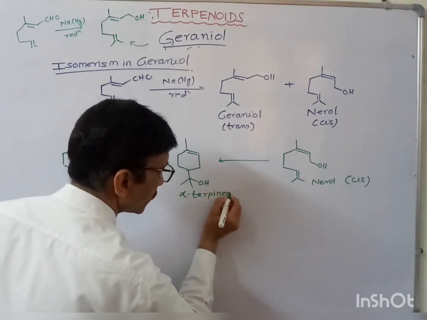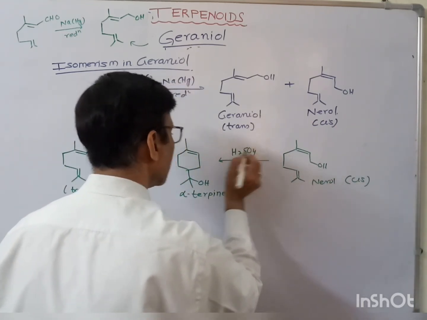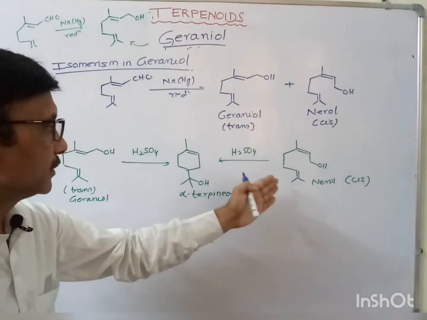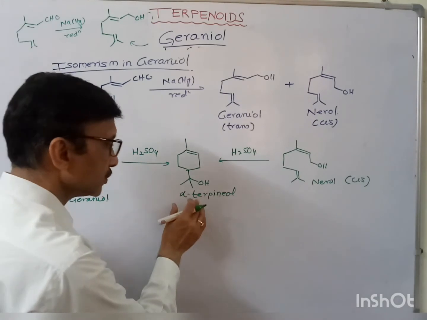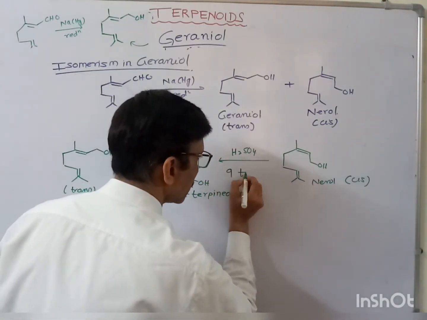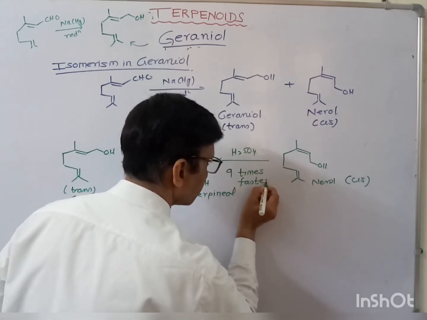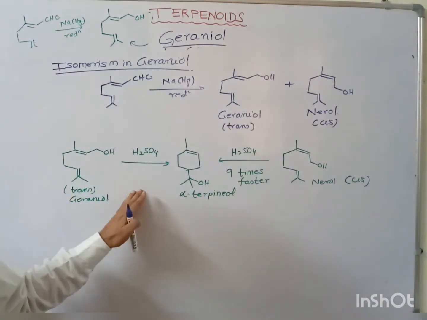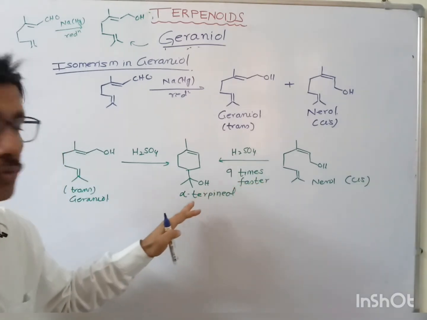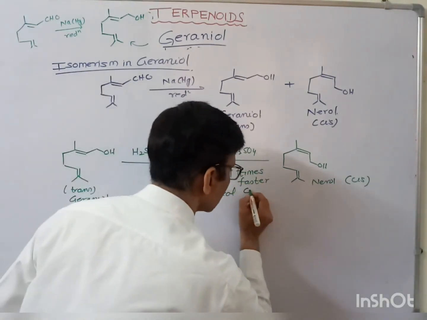It gives alpha terpineol, and nerol in presence of H2SO4 also gives the alpha terpineol. But here this nerol is converted into this alpha terpineol 9 times faster. This reaction is 9 times faster in comparison to this one. So all we can say, the cyclization of this nerol into this alpha terpineol is 9 times faster.